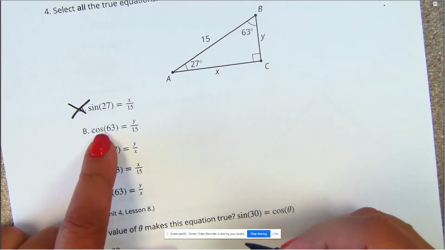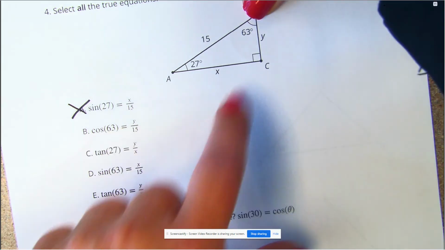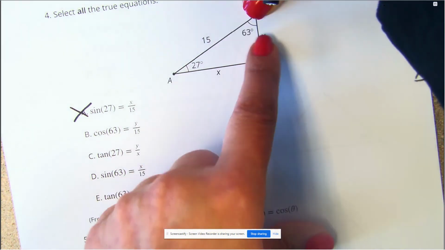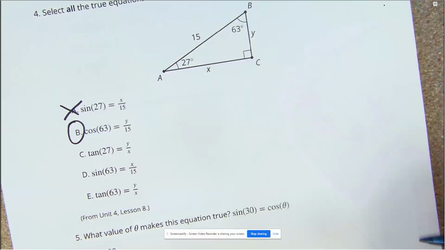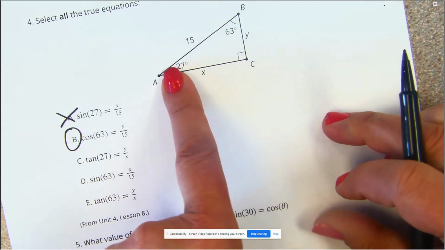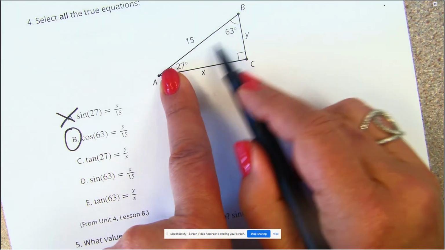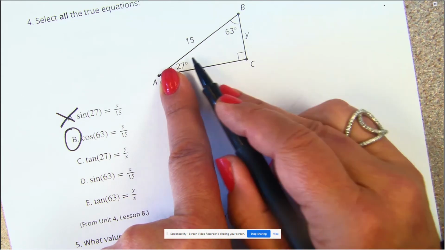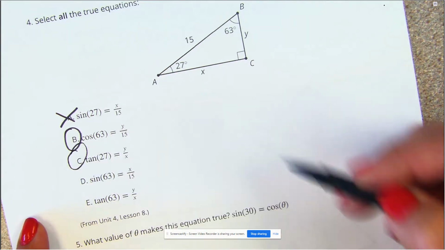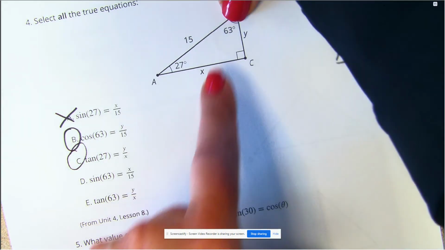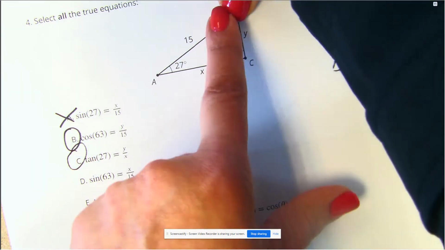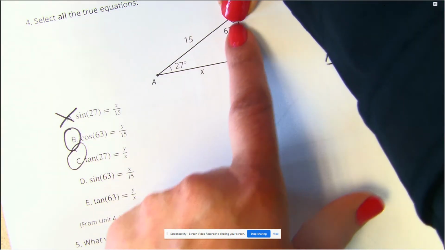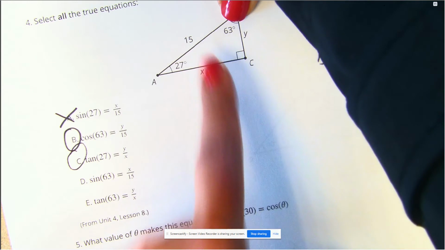The cosine of 63 is y over 15. Is cosine adjacent over hypotenuse? Yes. The tangent of 27 is y, which is my opposite, over x, which is my adjacent. Is tangent opposite over adjacent? Yes. The sine of 63 is x, which is my opposite, over 15, which is my hypotenuse. Is the sine when you take the opposite and divide it by the hypotenuse? Yes.